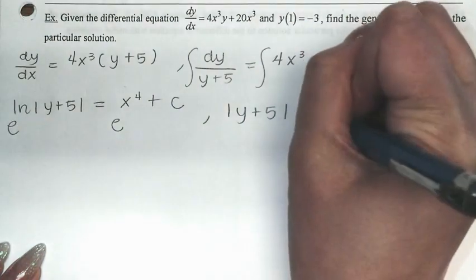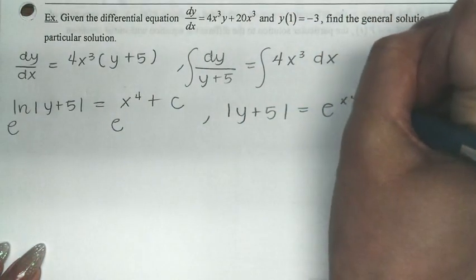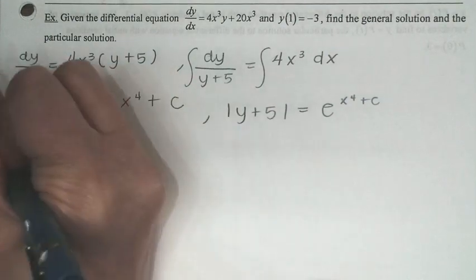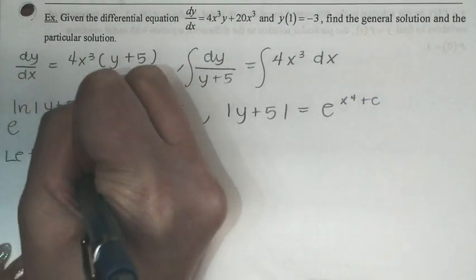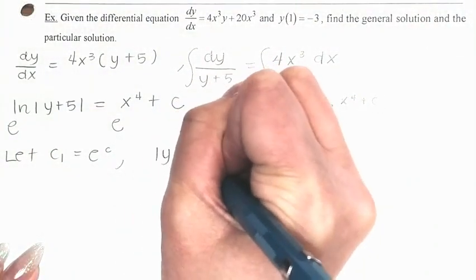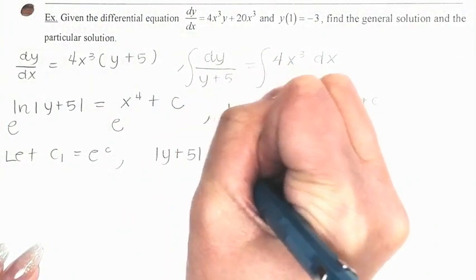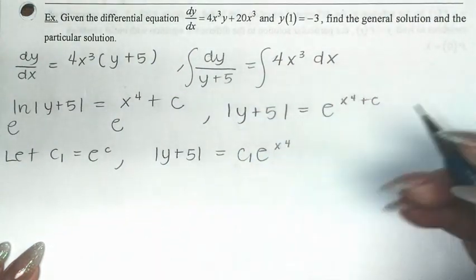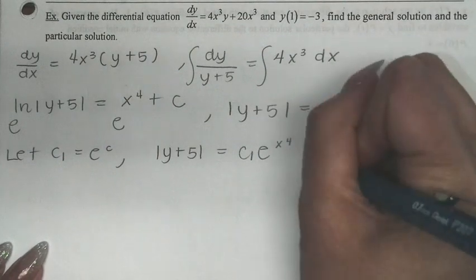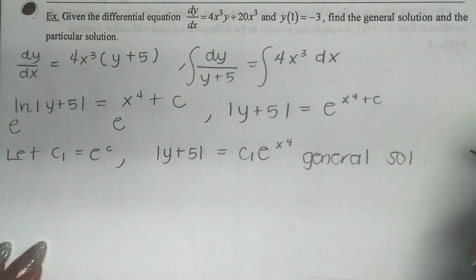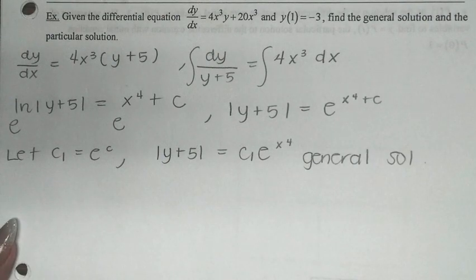And that would be equal to e to the x to the power 4 plus c, which you know also looks ugly, so I need to let my c1 be equal to e to the c, giving your general solution as the absolute value of y plus 5 equals c1 e to the x to the power 4, okay? And this would be the general solution, okay?